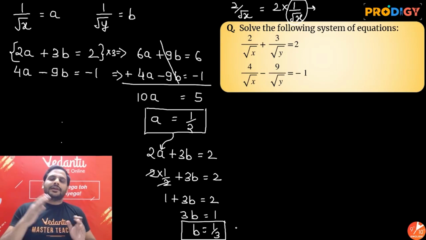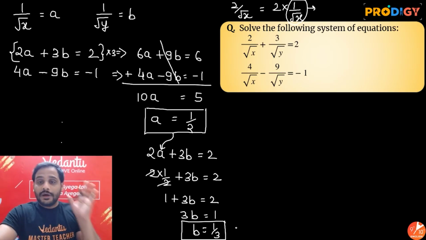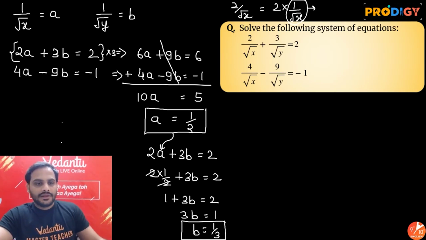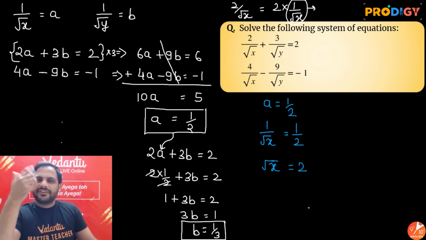Alright beta, so we have got a as 1 by 2, b as 1 by 3. That is very easy. Now how do I get x and y? Let's replace them once again. Sir, we know a is equal to 1 by 2. Right? We have taken a as 1 by root x. So I can say 1 by root x is equal to 1 by 2. Reciprocate both the sides. I'll get root x is equal to 2. If root x is 2, how do I solve it? Sir, square on both the sides.